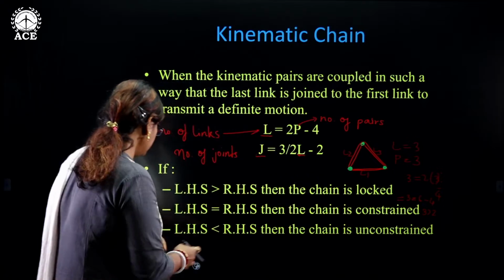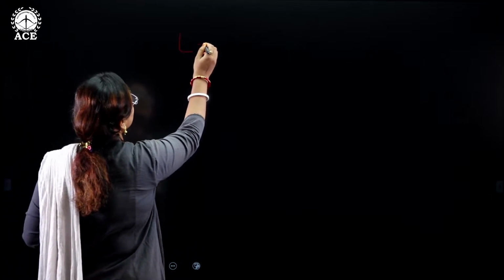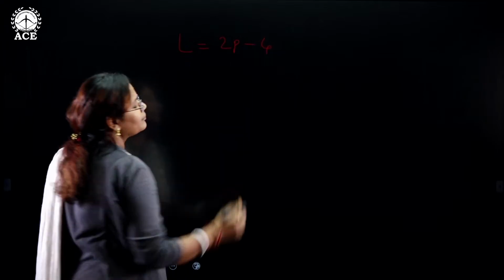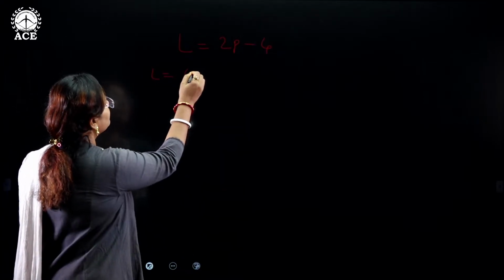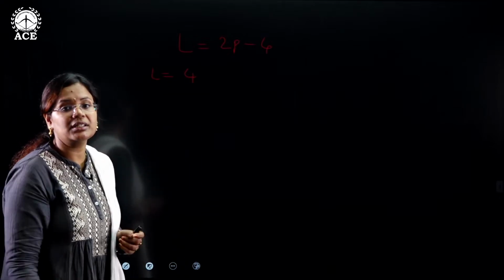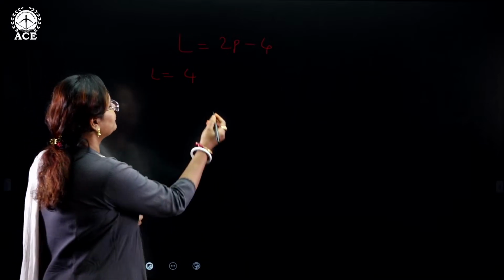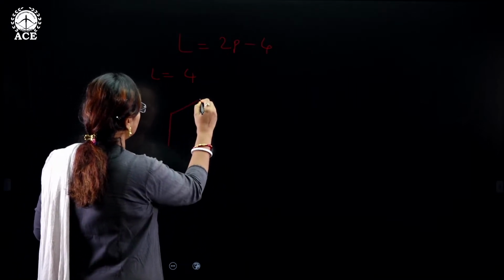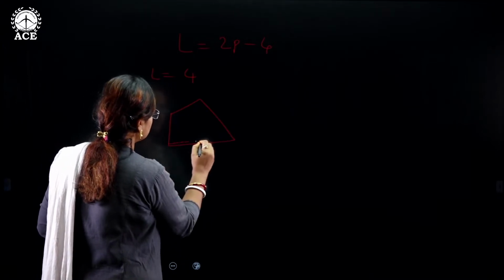Now let us consider the equation L is equal to 2P minus 4. What will happen if I take L is equal to 4? Till now we have been taking L is equal to 3. Now let us take L is equal to 4. What will happen? L is equal to 4 means we will get a chain like this.